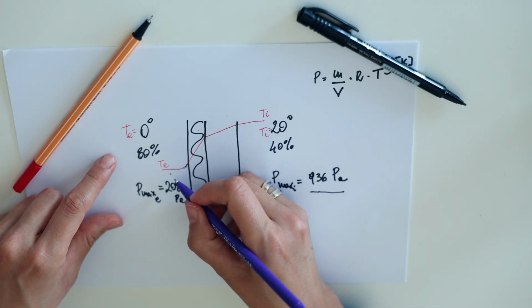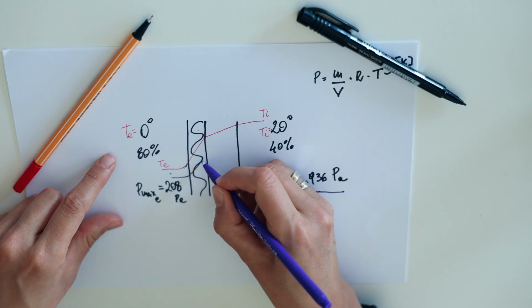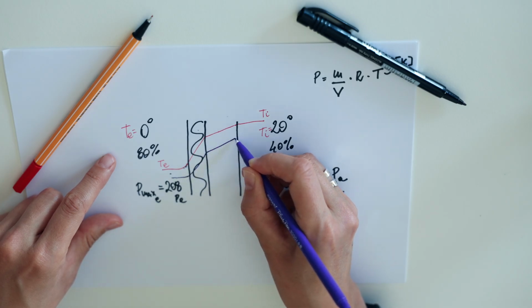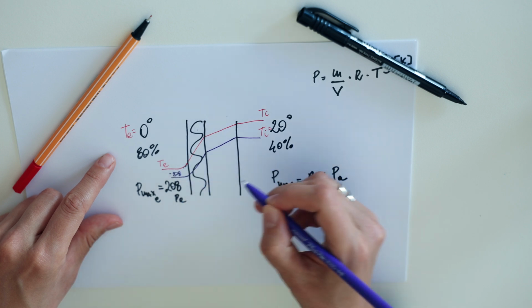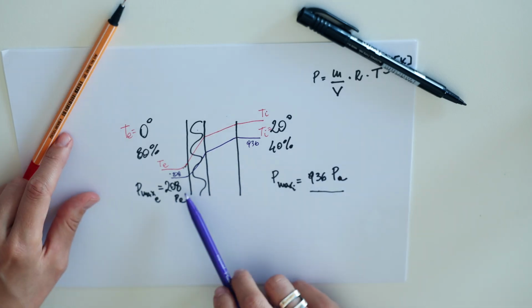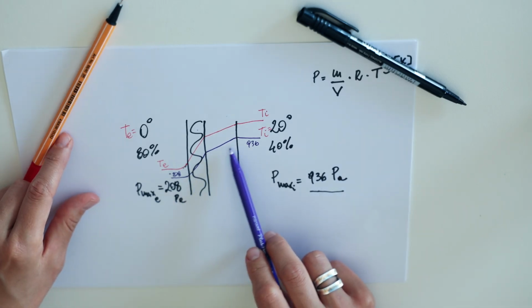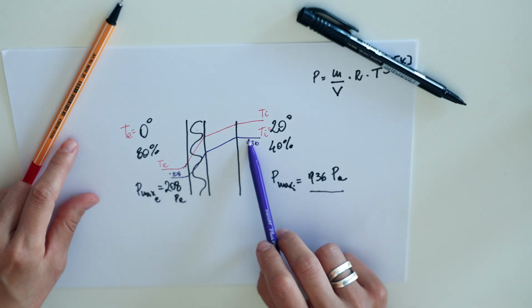I'm gonna draw it here. For instance, we start from 208, and then in the same way the temperature changes, we're gonna have the progression from 208 Pascal to 936. So you can see that the warmer the layer becomes, the higher is the pressure of saturation, and therefore the lower the risk of condensation.